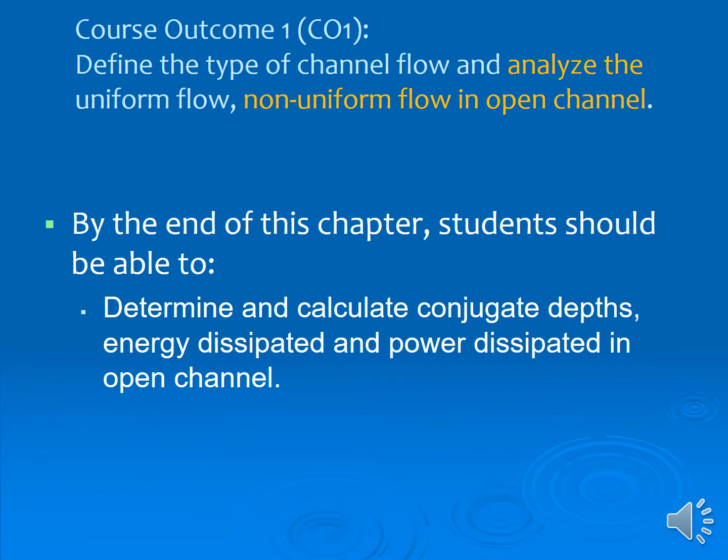The hydraulic jump is under CO number 1, CO1, which is to analyze the non-uniform flow in open channel. And by the end of this chapter, students should be able to determine and calculate conjugate depths, energy dissipated, and power dissipated in open channel.